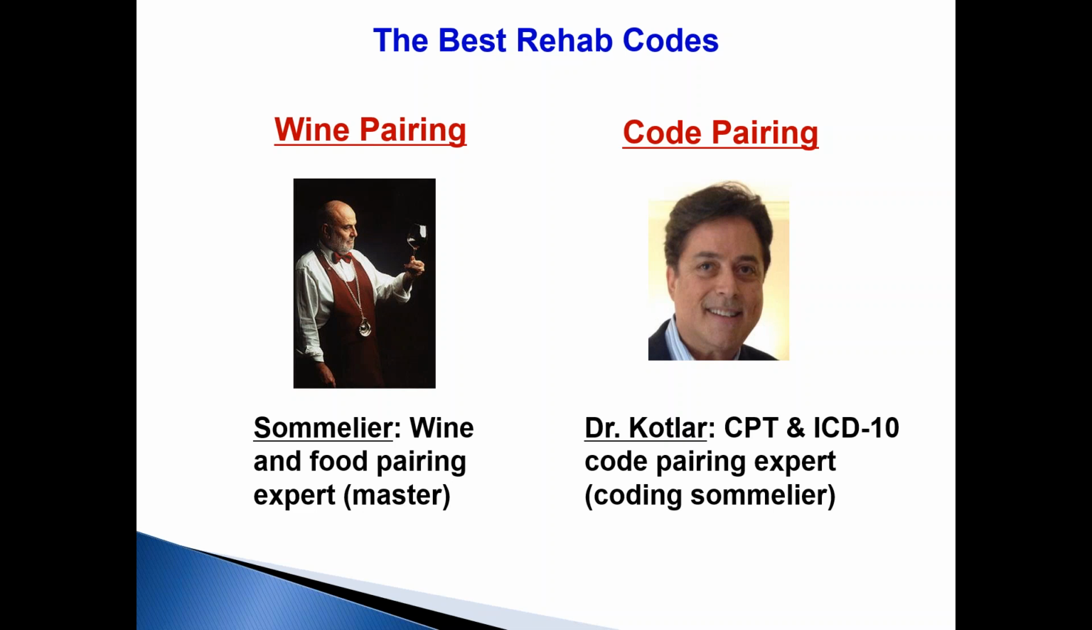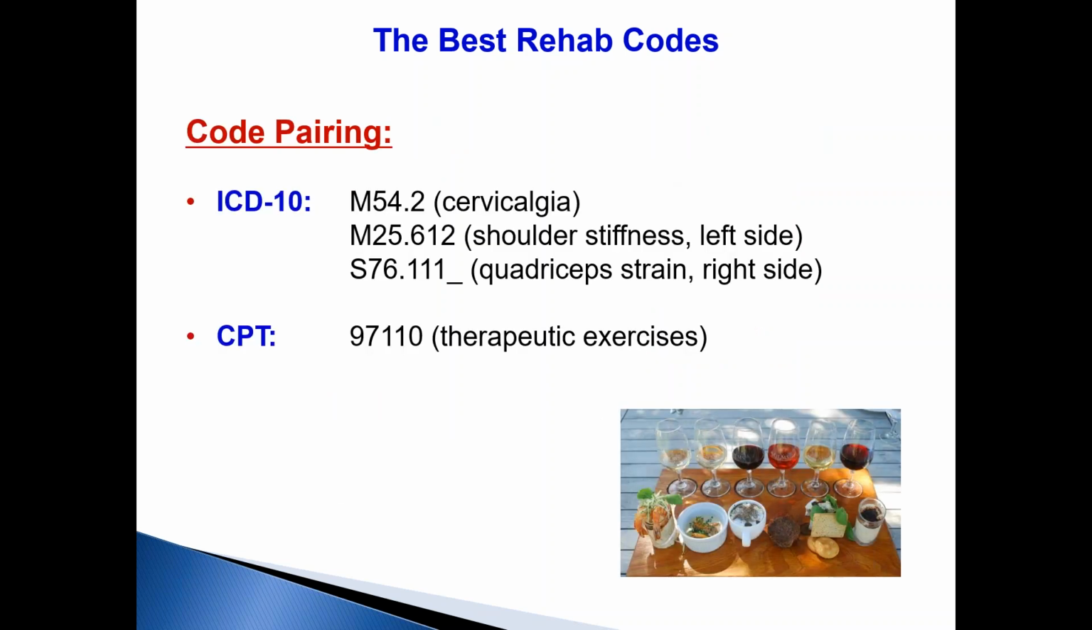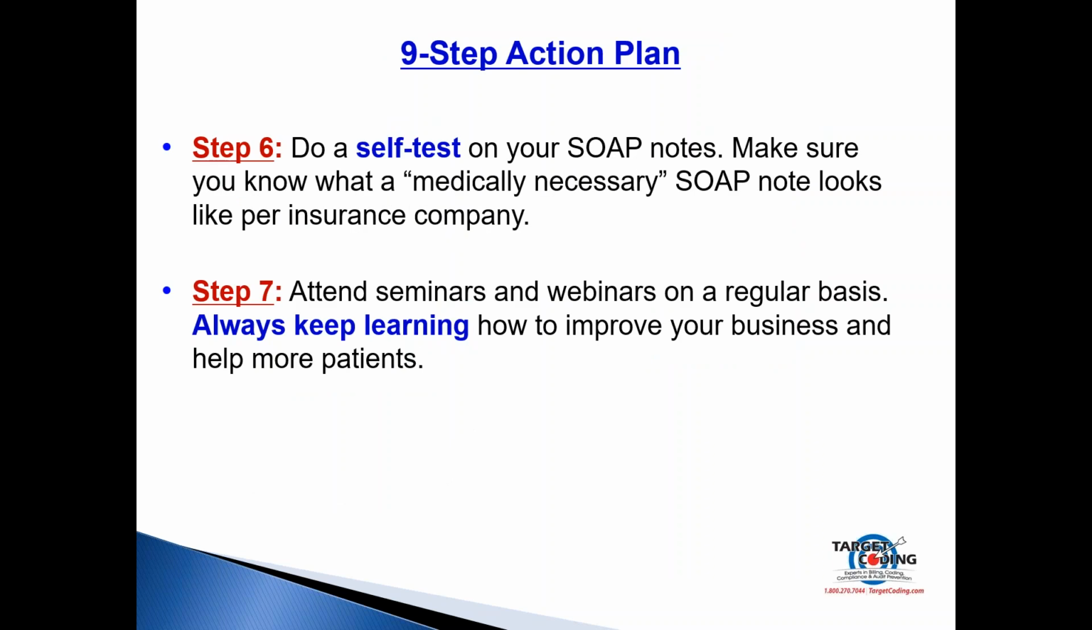A sommelier is a wine expert, a master, has gone to training to teach people about wine and food. Well, I consider myself a coding sommelier. I'm going to pair your CPT codes and your diagnosis codes, and I wrote a book on it. Patient comes in with shoulder stiffness. Oh, wow. We're going to go with a beautiful 97110 therapeutic exercises. All right, next, do a self-test on your SOAP notes. Number 6.